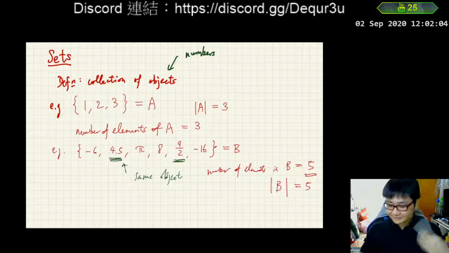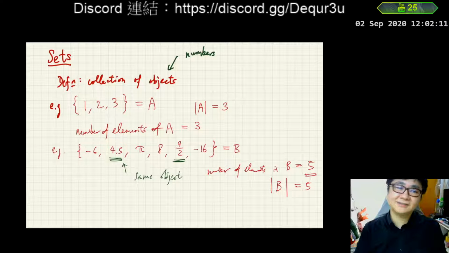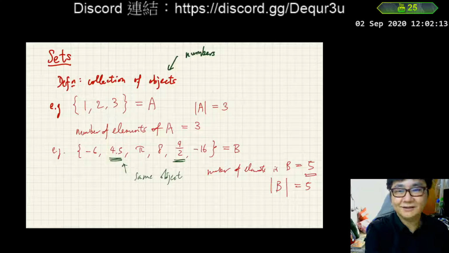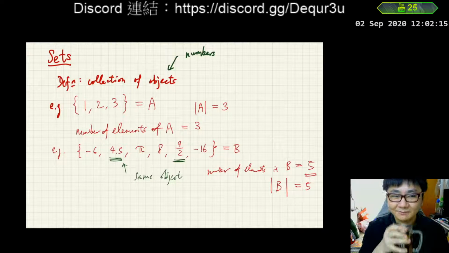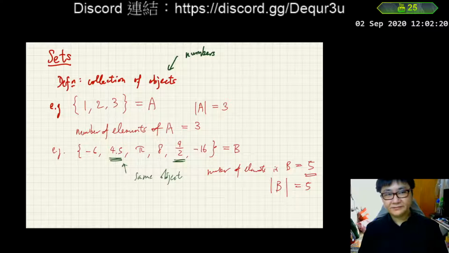Okay, so far, is there any question about the concept of set? It's just a collection of objects in mathematics. Any questions about sets?